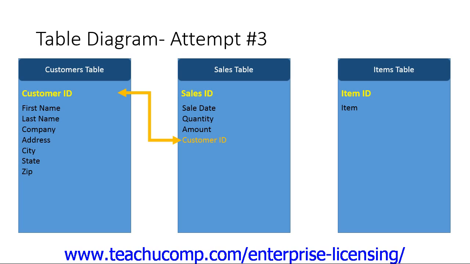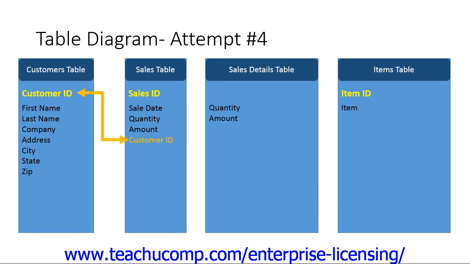For example, the sale date field can stay in the sales table because each sale only happens on one specific date. The quantity of the items purchased at the time of sale is actually part of the many aspect of the sale and should be moved to the new sales details table along with the amount field. The customer ID will stay tied to the sales table as each purchase is made by a single customer. So now examine how this new sales details table will affect the data model.